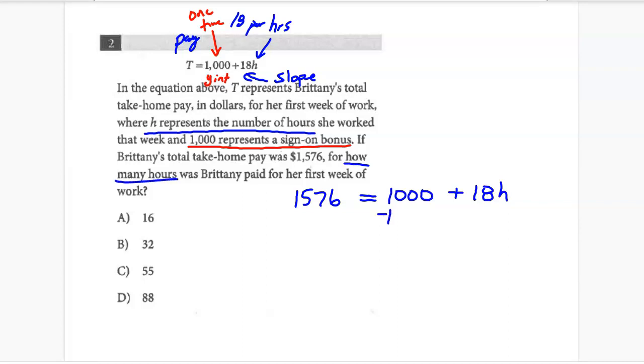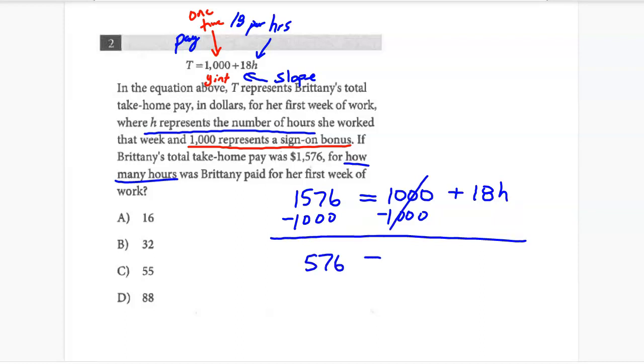So we're going to take away the signing bonus, if that was her paycheck. Take away the signing bonus. That leaves $576, which was broken up into her hourly pay, which was $18 an hour. Divide. This is the no calculator section, so you have to be able to get this one without using a calculator. Hopefully you can do that. But the correct answer there is 32.